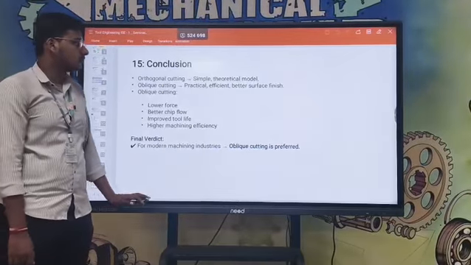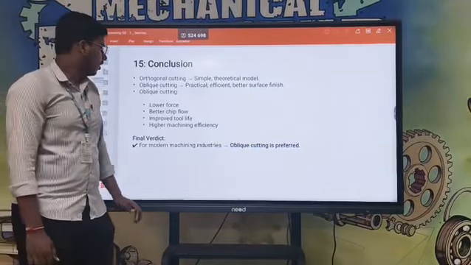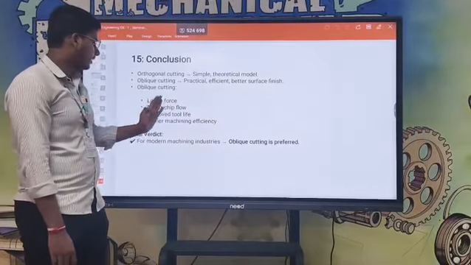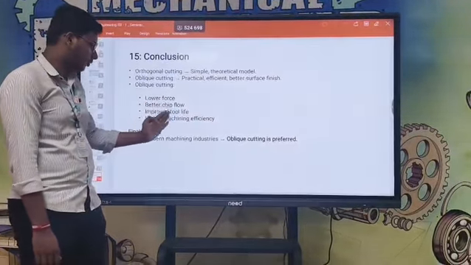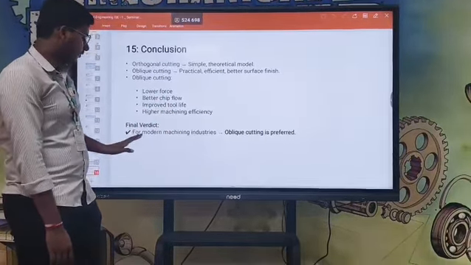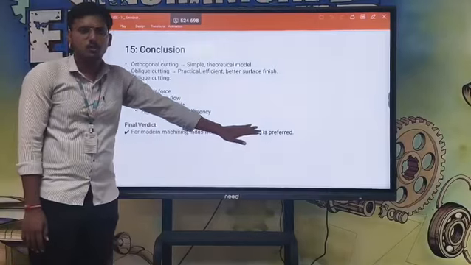Conclusion: the orthogonal cutting process is a simple and theoretical model. Oblique cutting is practical, efficient, and gives a better surface finish. For oblique cutting: lower force, better chip flow, improved tool life, and higher machining efficiency. Final verdict: for modern machining industries, oblique cutting is most preferred.